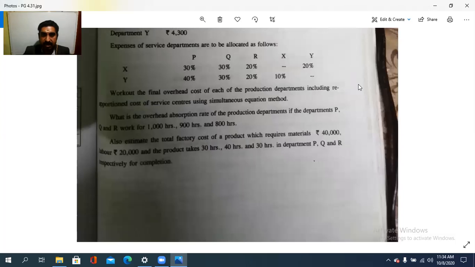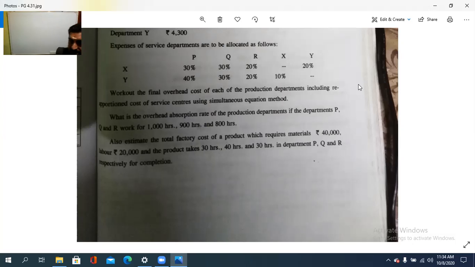And expenses of the service department that can be allocated are X 30:30:20:20, and Y 40:30:20:10. Work out the final overhead cost of each of the production department, including reapportioned cost of service centers using the simultaneous equation method. What is the overhead absorption rate of the production department if the department P, Q, and R work for 1,000, 900, and 800 hours respectively? Also, estimate the total factory cost of a product that requires materials 40,000, labor 20,000, and the product takes 30 hours, 40 hours, and 30 hours in department P, Q, and R respectively for the completion.